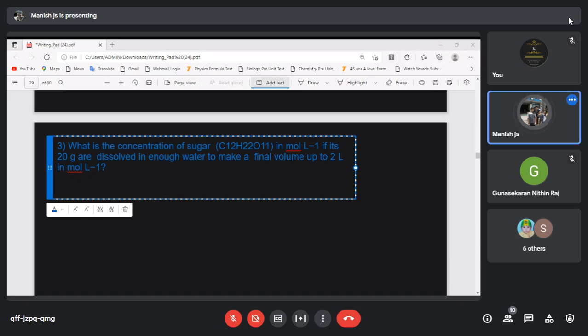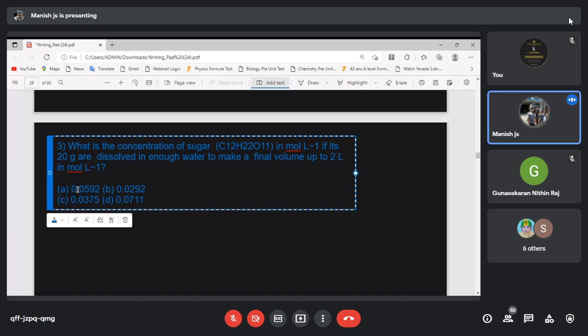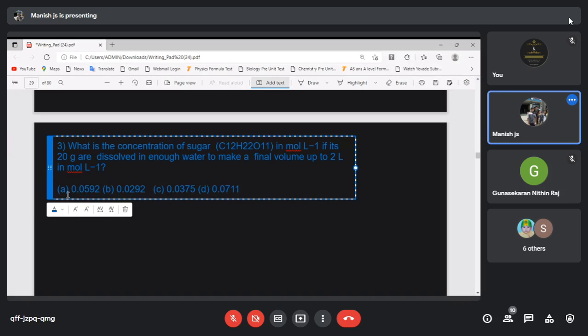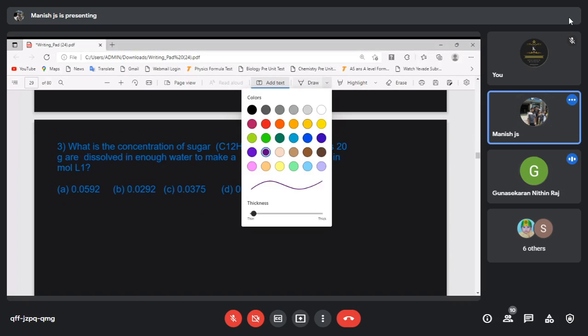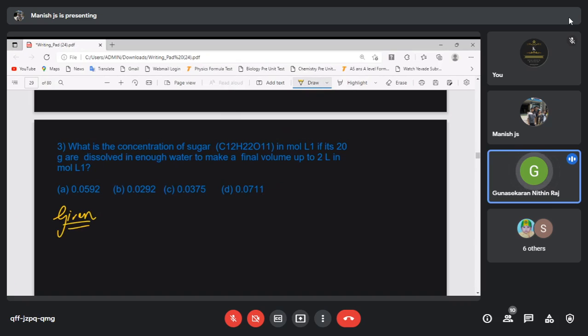So I will give you the options. These are the options that we have. Again, in the question, what are they giving us? They are giving you the concentration of your sugar. Sugar concentration is given. So what does that mean? What are the given values? Anybody? Sir, given mass of sugar m equal to 20 gram.